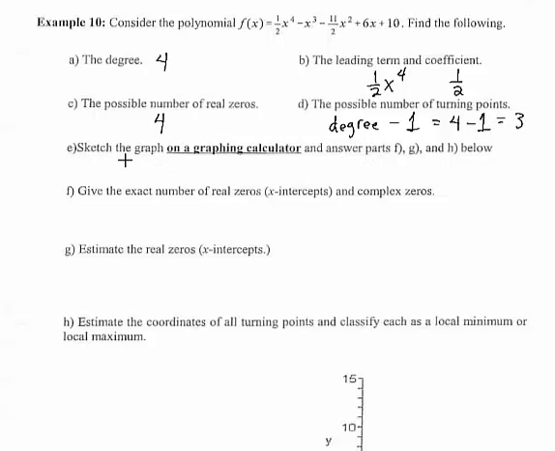E wants us to sketch the graph on a graphing calculator and answer parts F, G, and H. So F is the exact number of real zeros, so we have to graph it and find the x-intercepts. And G, we estimate the real zeros. And H, we estimate the coordinates of the turning points and classify each as local minimum or maximum. And then at the bottom of the page, we have a coordinate plane that we want to actually graph the polynomial on.